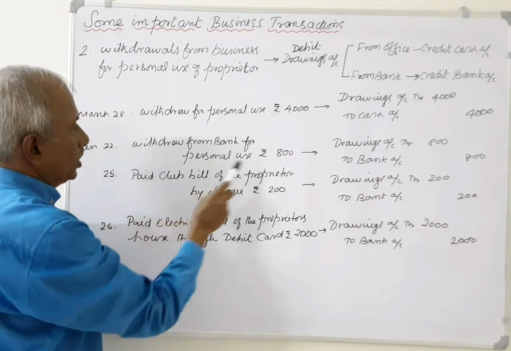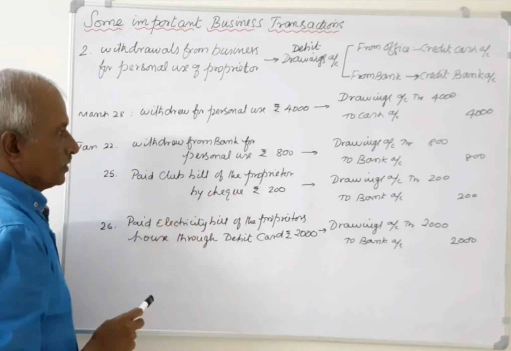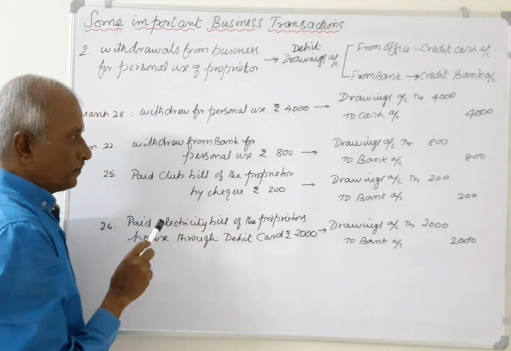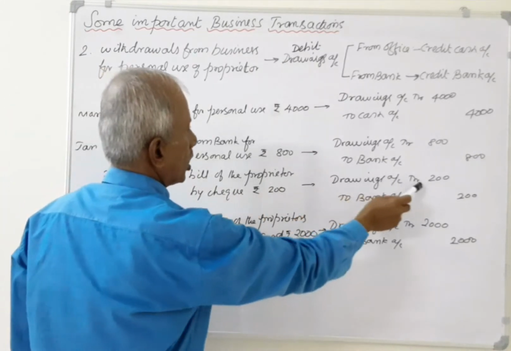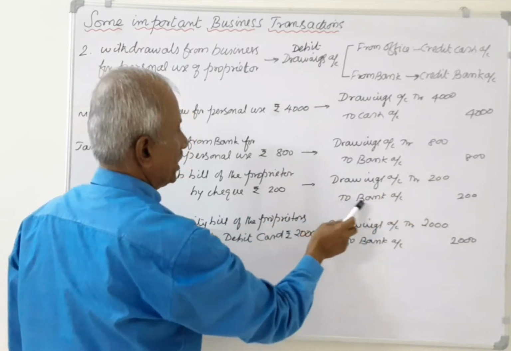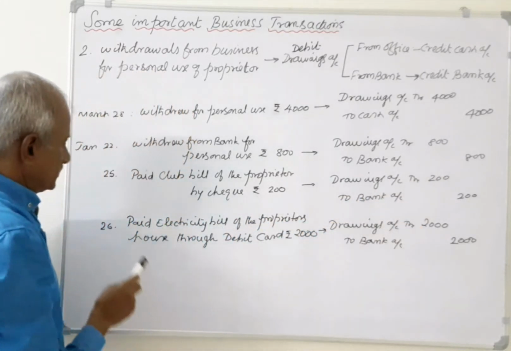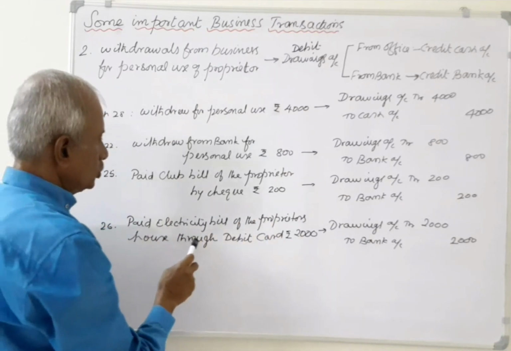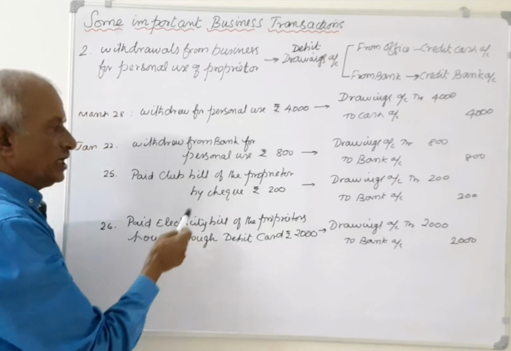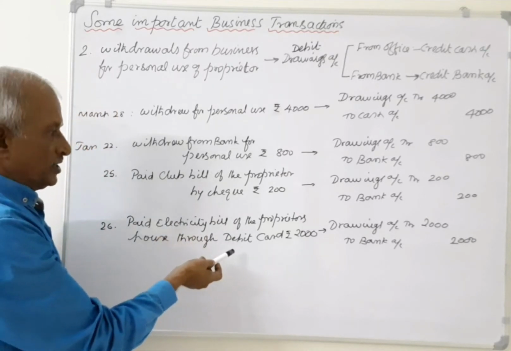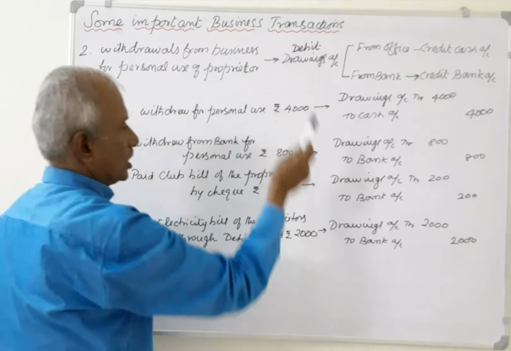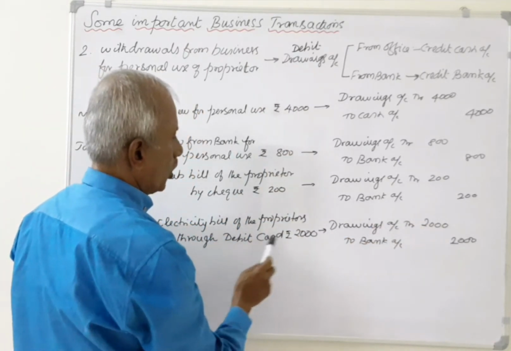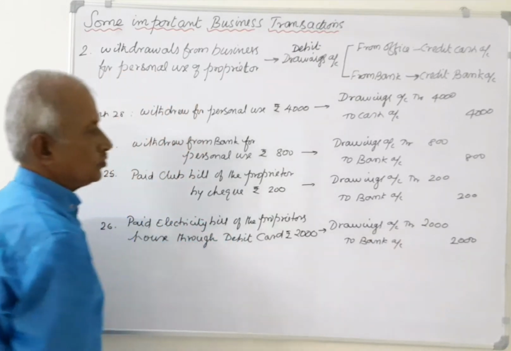25th, paid club bill of the proprietor by check. Again, this is personal use of the proprietor. Debit drawings account 200 rupees and credit bank account 200 rupees. 26th, paid electricity bill of the proprietor's house through debit card. Again it is personal use of the proprietor, so let us take drawings account. Drawings account debit 2,000, paid through debit card, so to bank account 2,000.